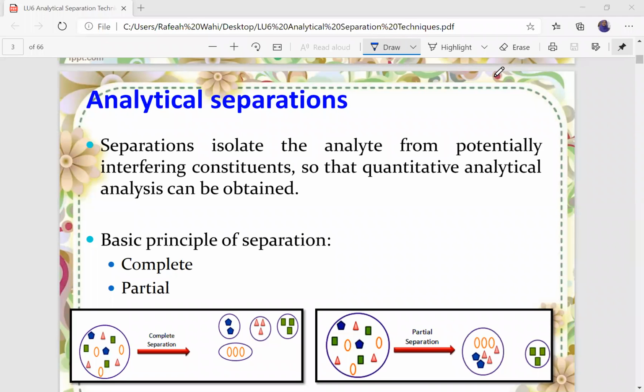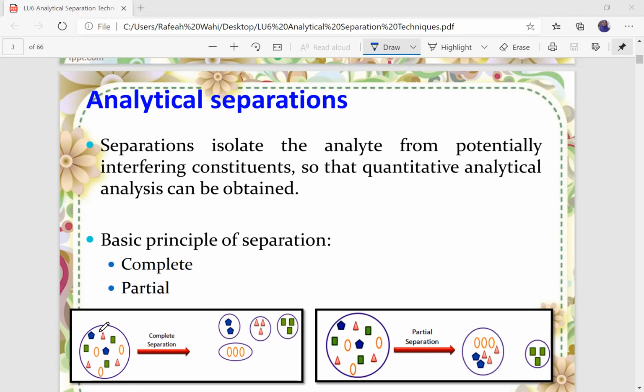What is analytical separation? Separation isolates the analyte from potentially interfering constituents so that the quantitative analytical analysis can be obtained. There are 2 common principles of separation. First, complete separation, and second, partial separation. If you look at the first figure on your left, this is describing how complete separation is done.